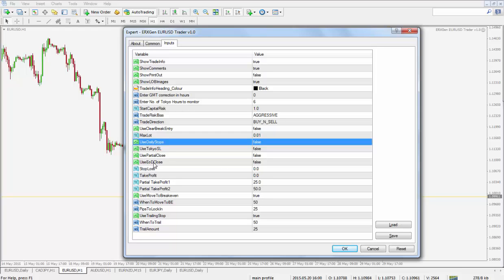Use EOD, end of day close. This simply means whether the trade is a profit or loss trade, the EA will close the trade at the end of the trading session, at the end of the trading day, which is 23:55, so 11:55 p.m. at night, and that's your location time, geographic location time.